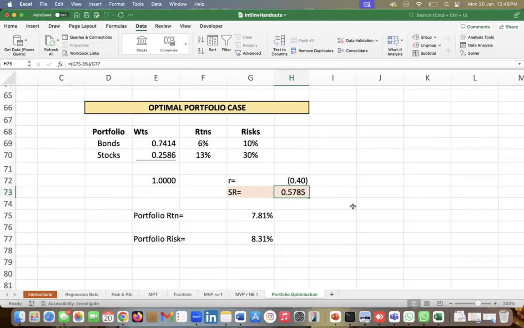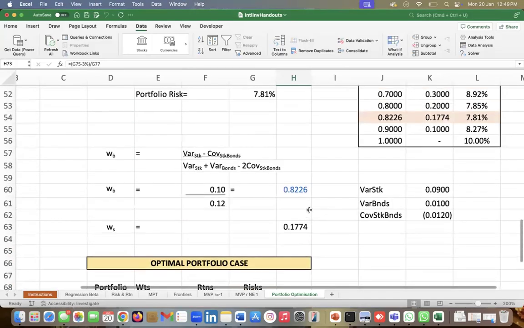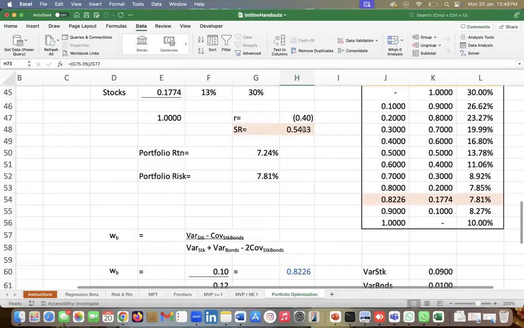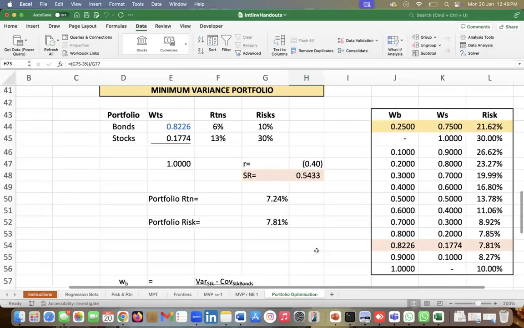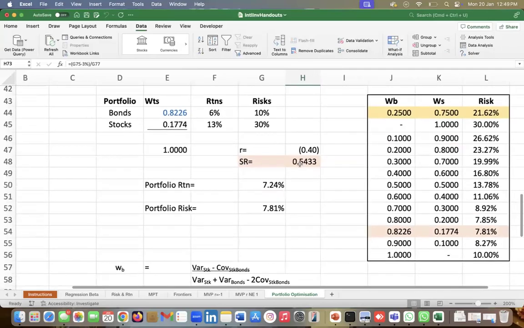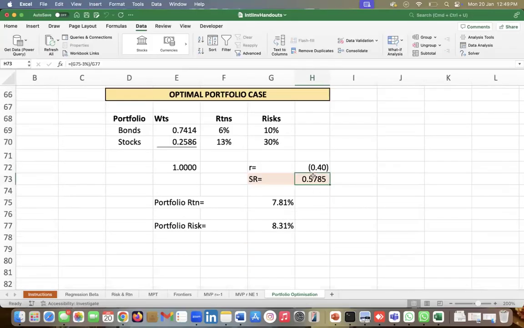Right? And now, what is my Sharpe's ratio? It has jumped from where to where? It has jumped to 0.58. It was something around 0.38. Remember?